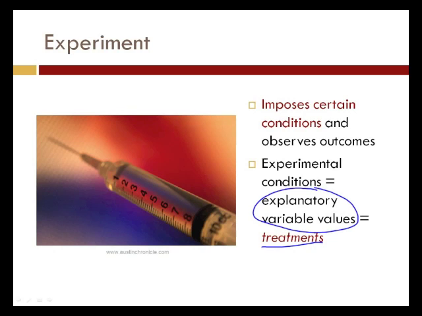So you have the variable that you think will explain, like the drug. You think your drug will explain relief in pain, for example. And so you will do different levels of your drug, and that will be your different treatments. So different values of your explanatory variable will be the treatments.